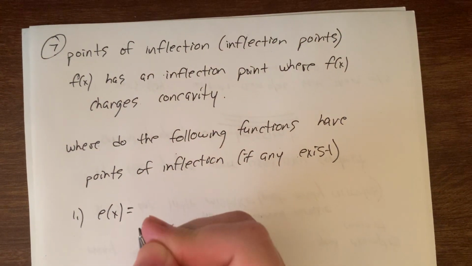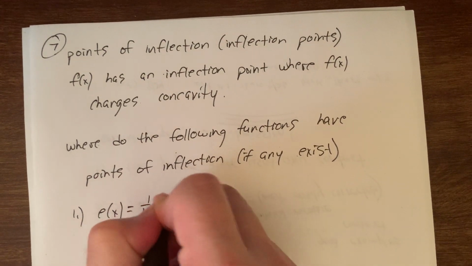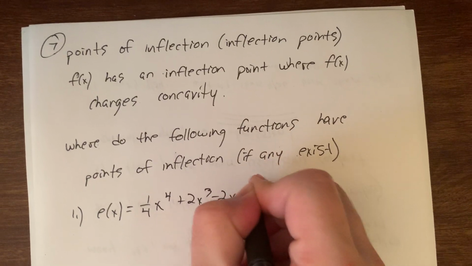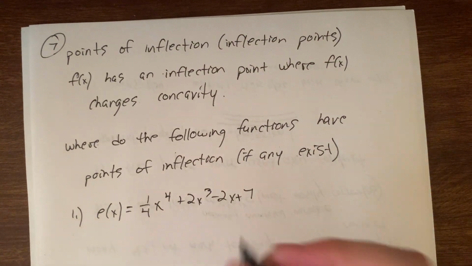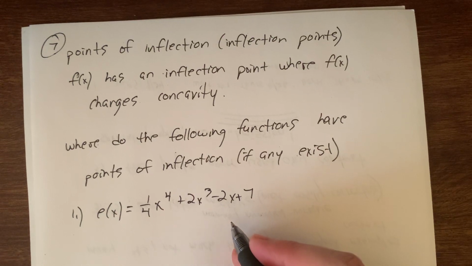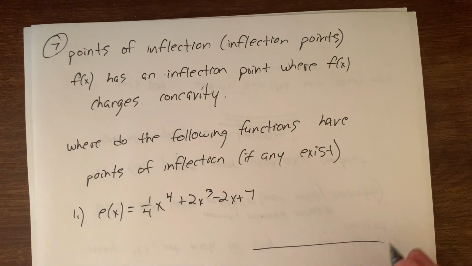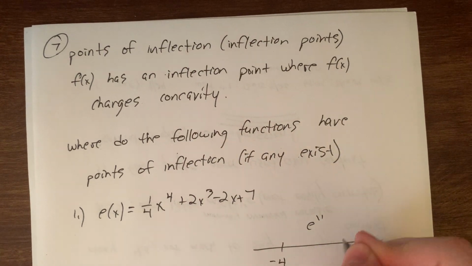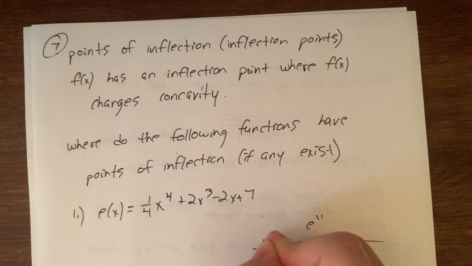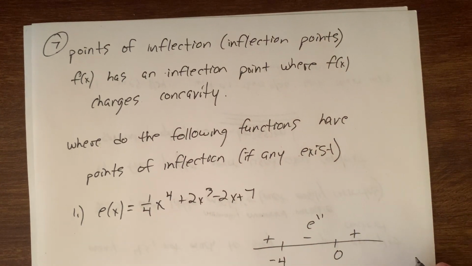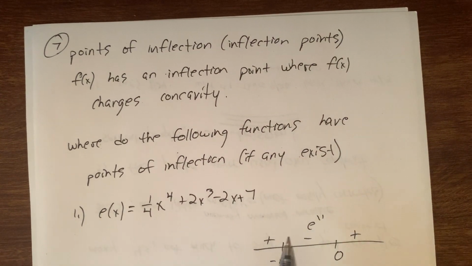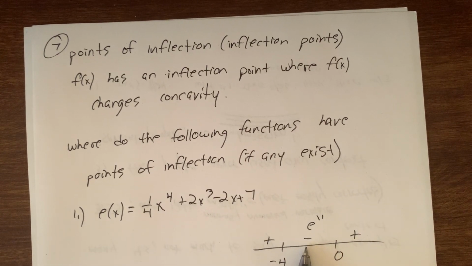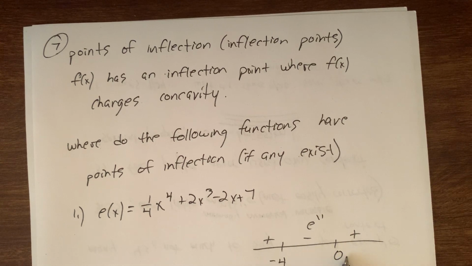Let's use f of x equals 1/4 x to the 4th plus 2x cubed minus 2x plus 7. Again, we did this back on page 4 with concave up, concave down. We made our second derivative test interval, and we ended up with this. We had -4 and 0 as the important x's, and we went plus, minus, plus. So in that problem, we established these were concave up, and this was concave down. But now we'll focus on the individual x's.